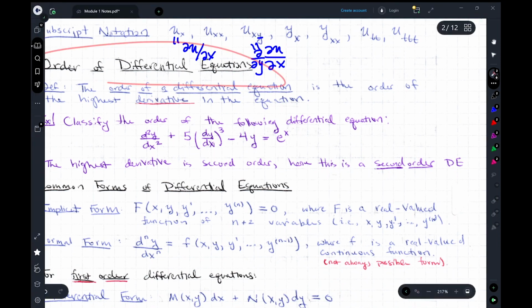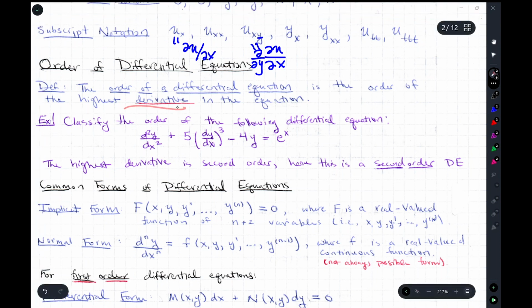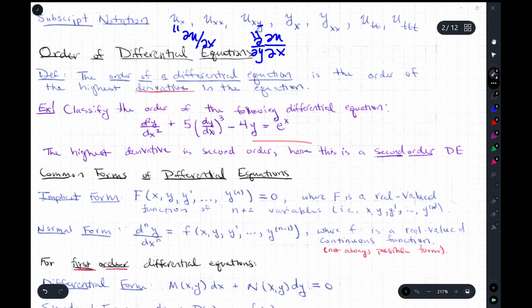So what about the order of a differential equation? The order of a differential equation is the order of the highest derivative. Okay, that's very crucial, the highest derivative. Sometimes you'll see, for example, let's classify that differential equation there. What's the highest power here? You know, in terms of polynomials, well, you see that 3 there. But this is not a third order differential equation. Absolutely not. It's a second order differential equation, because the highest derivative is second order. It's a second order differential equation.